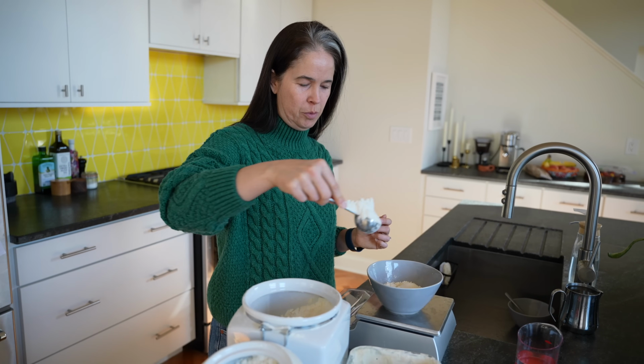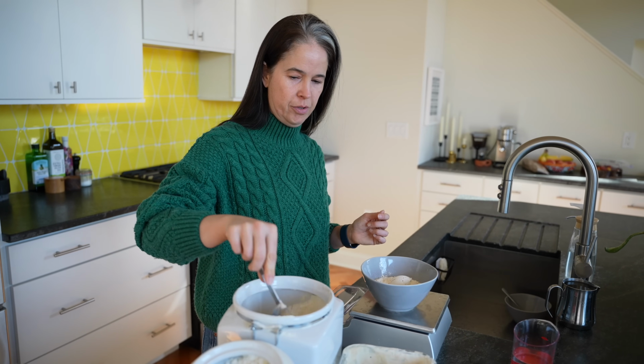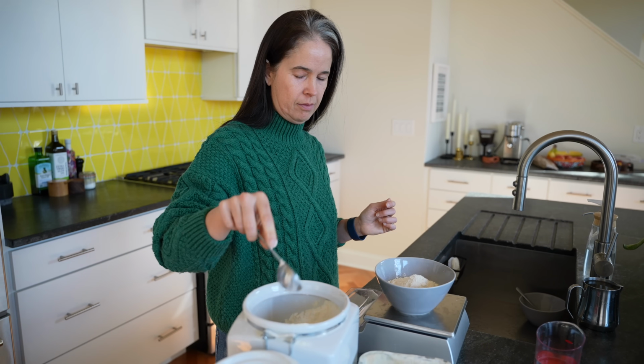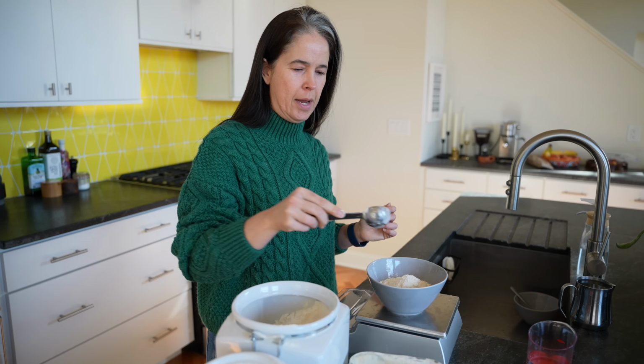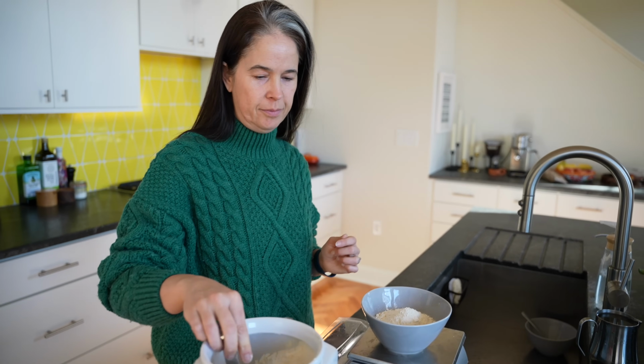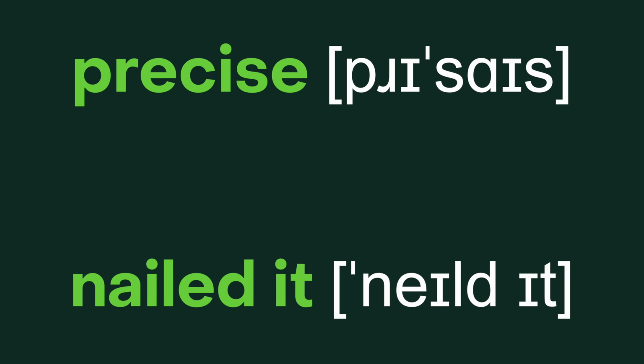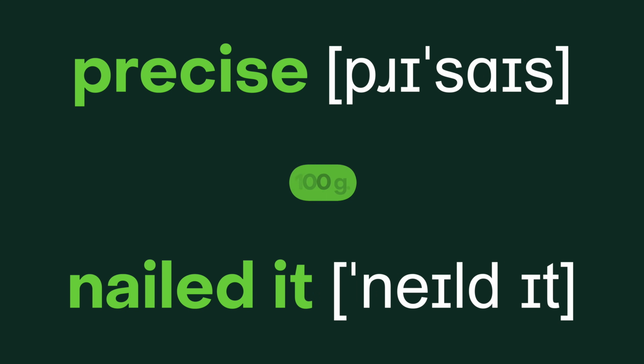It's about 3 scoops. 1, 2, and a little bit more. Almost it. Oh, I need 1 more gram. There we go, nailed it. Remember how I was trying to be so precise? If you nailed it, that means you did it so well. I wanted to get 100 grams. I got exactly 100 grams. I nailed it. You can use it in other ways.